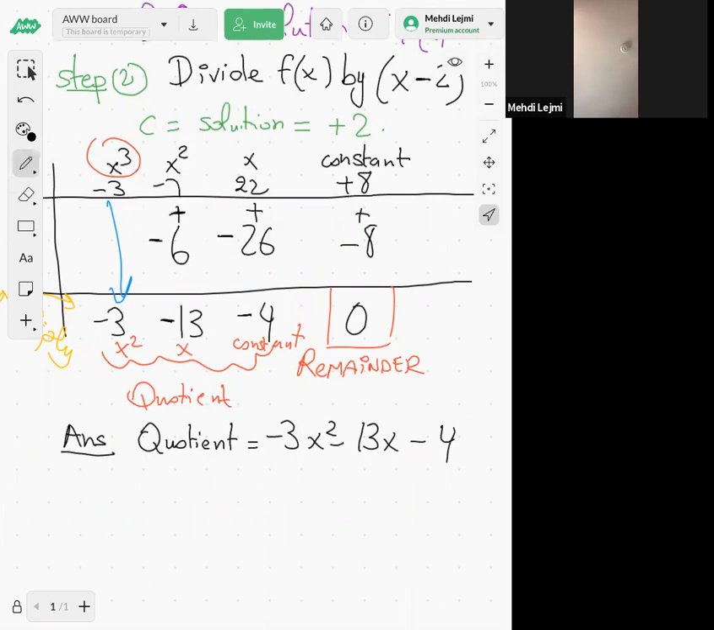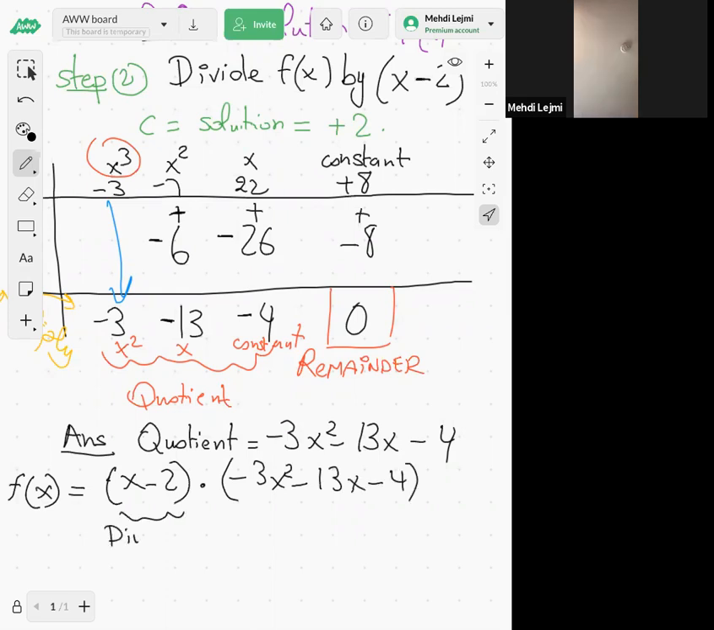And so my f of x is the divisor, x minus 2, times the quotient, negative 3x squared minus 13x minus 4, right? Again, this is my divisor times the quotient, plus the remainder, which is 0. So that's my f of x. Any questions, guys, about this step number 2? All right, so then I can move to step number 3.